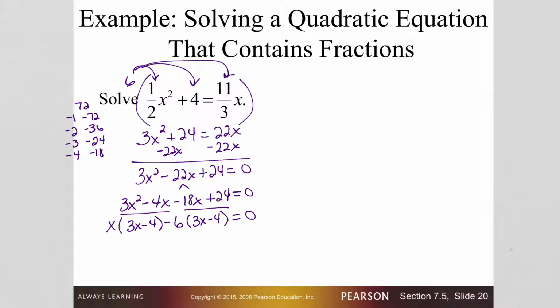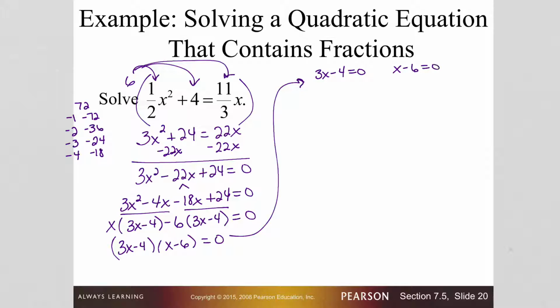So now I'm going to factor this completely. 3x minus 4 and x minus 6 equals 0. Now I'm going to take each of these, set them equal to 0 and solve this. So I've got 3x minus 4 equals 0, and I've got x minus 6 equals 0. I'm going to add 4 to both sides and divide by 3, and I get x is equal to 4/3 on this one. Add 6, I get that x is equal to 6 on this one.